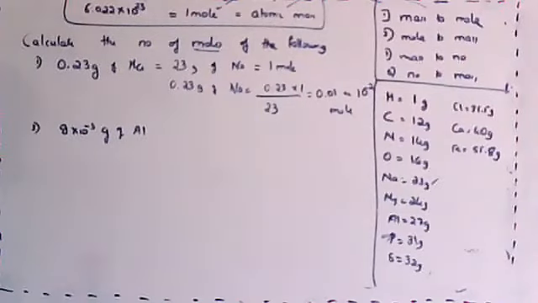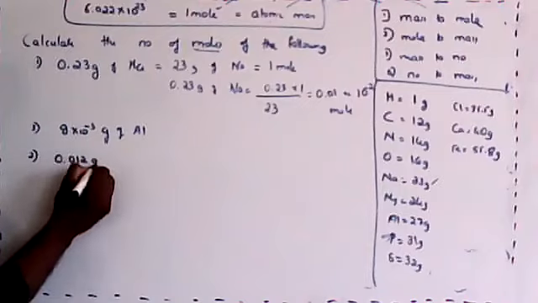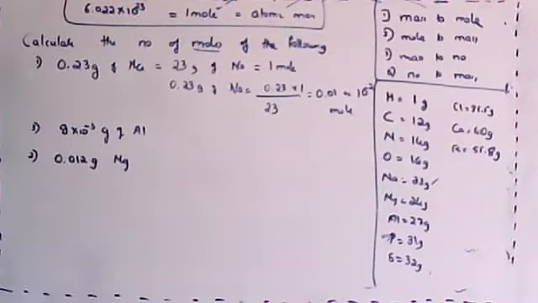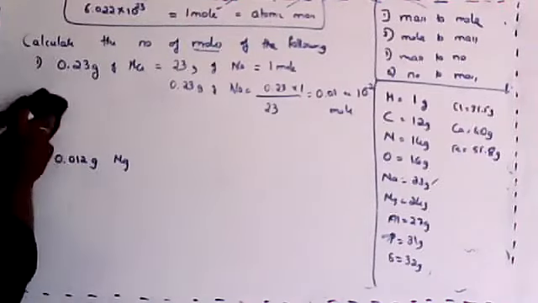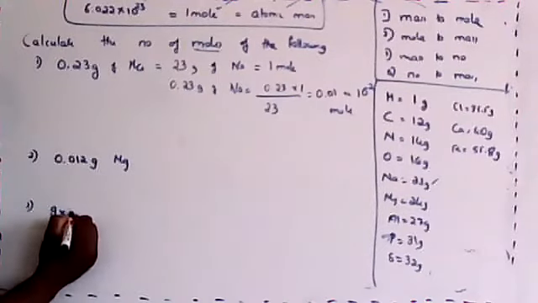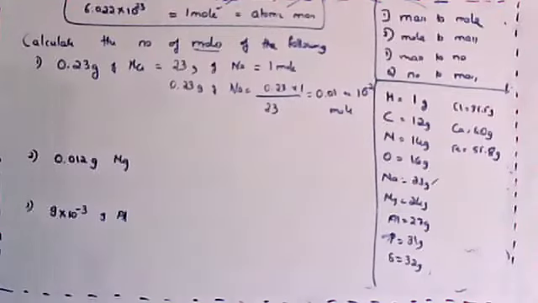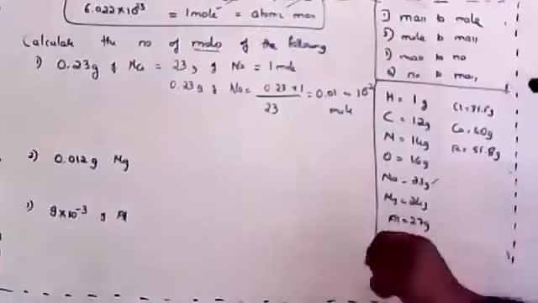0.012, so that there is no space there. So I'll write here, the second one is 0.012 grams of magnesium, and I'll remove this one to make a little more space, as we require. So therefore, 9 into 10 to the power minus 3 grams of aluminium. Dear students, we'll write it, Aditya will calculate.